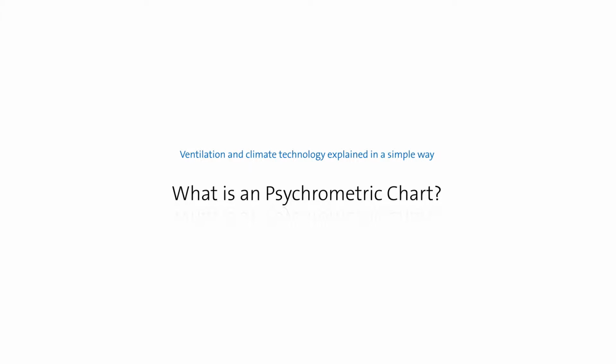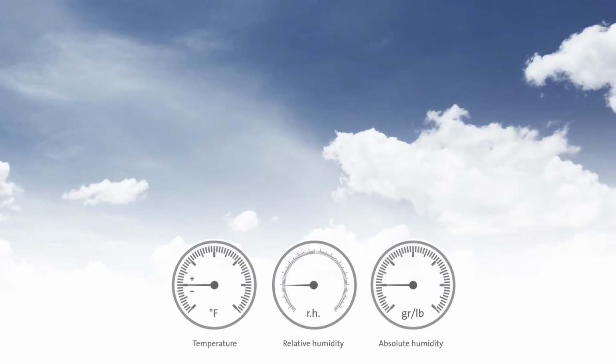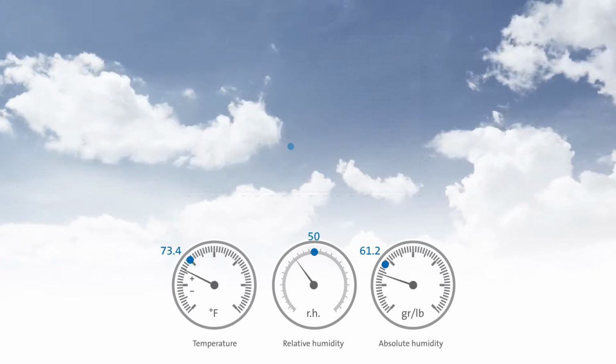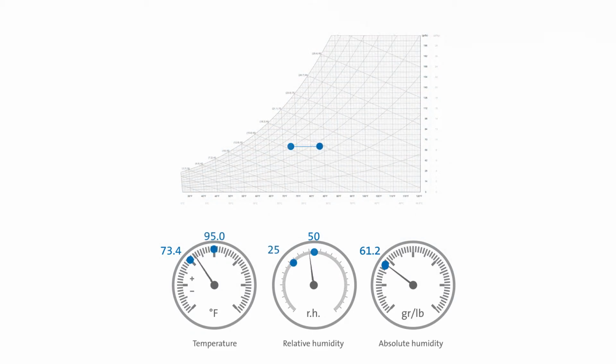What is a psychrometric chart? A psychrometric chart is an ideal tool for calculating air conditions as well as changes in air conditions. A psychrometric chart can be used to depict any air condition, and any change to air conditions can therefore be clearly illustrated.